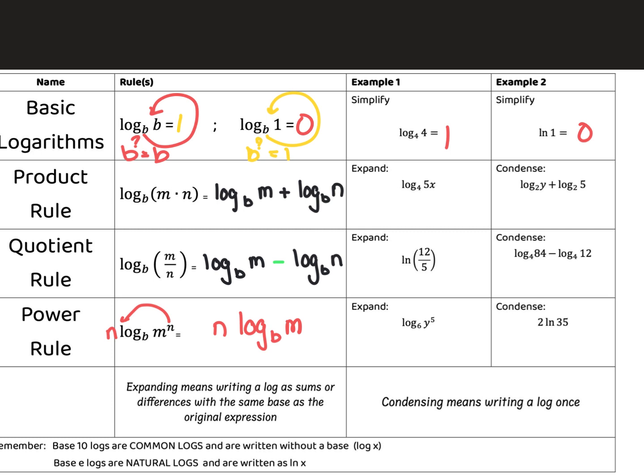So we'll do a few examples. Let's look at expanding first. So when we expand, we are going to write this with multiple logs all having the same base. Because what's important to recognize is when these expand, notice that the bases are the same. So in this example, log base 4 of 5x, I'm going to look at the argument, and the argument is held by multiplication. So this is going to have an addition relationship. This would be log base 4 of 5 plus log base 4 of x.